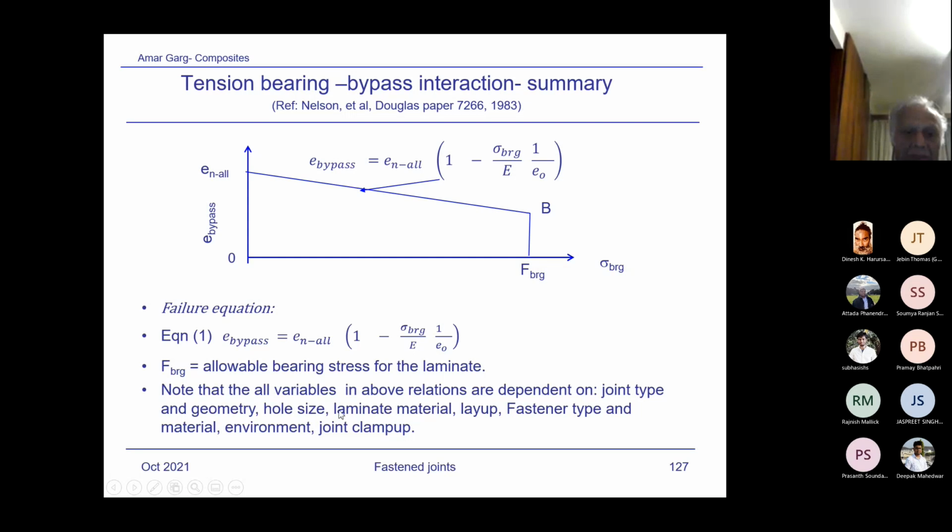Let me just tell you, I have shown this simplistically for one case. However, this is a function of various parameters, which are joint type, geometry, hole size, laminate material, fastener type. So each of these charts will differ based on the joint type, materials, and environment, hot or cold.